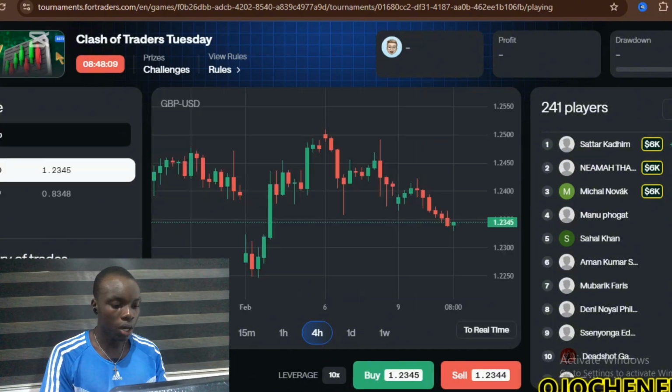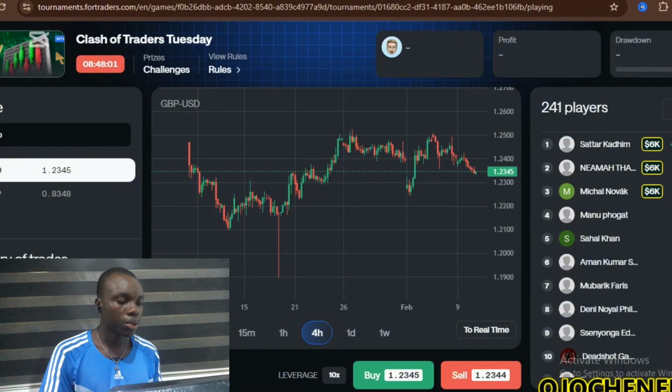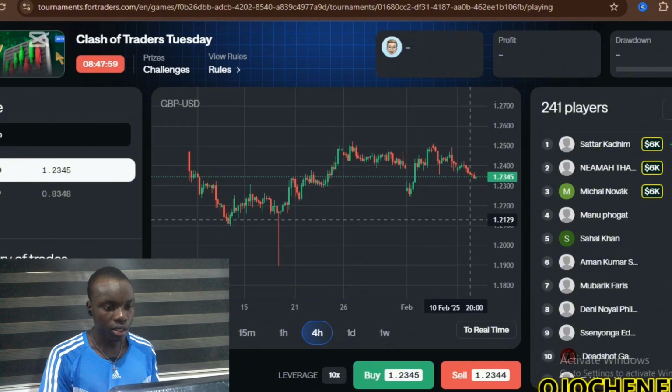So what I'm going to do now is type GBPUSD here, and I'm going to enter the trade on GBPUSD from this zone. You can see here. I'll go on short here on GBPUSD.